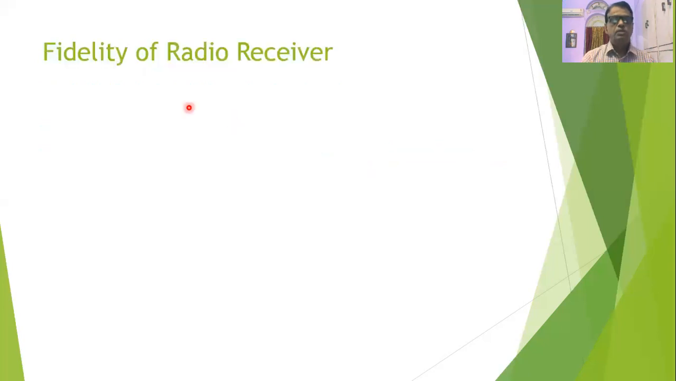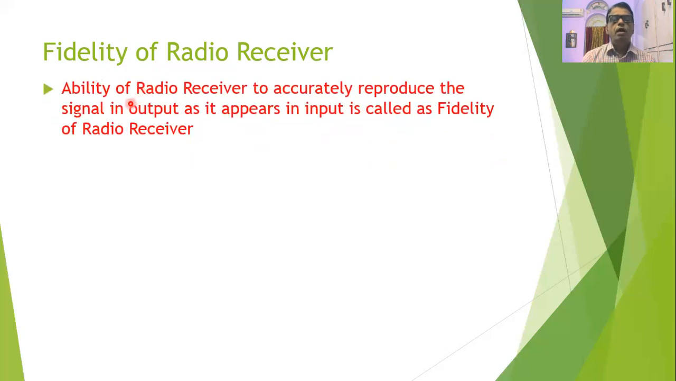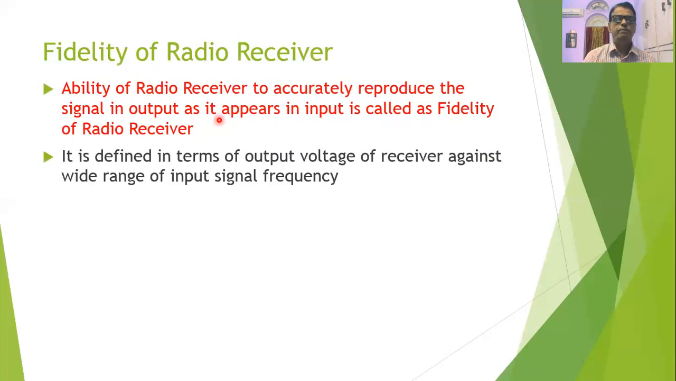Now we will consider another characteristic or parameter associated with the radio receiver, and this parameter is called the fidelity of the radio receiver. The ability of the radio receiver to accurately reproduce the signal in the output as it appears in the input is called the fidelity of the radio receiver. So every radio receiver must amplify equally all the frequencies that are present in the input signal, and this ability is called the fidelity of the radio receiver.